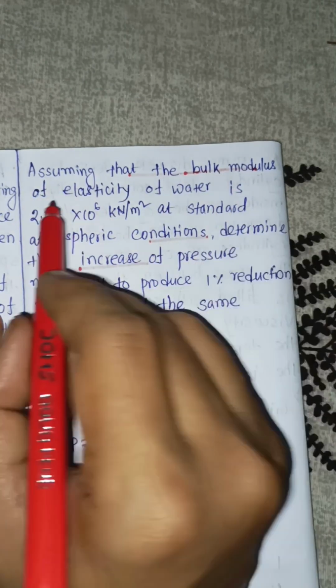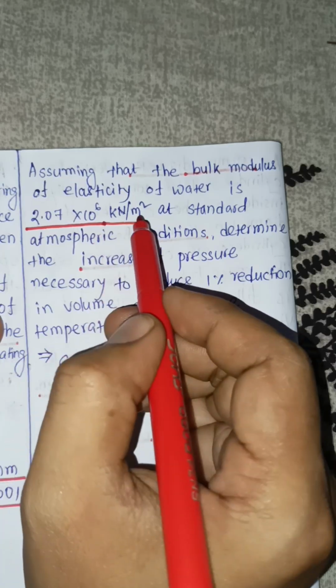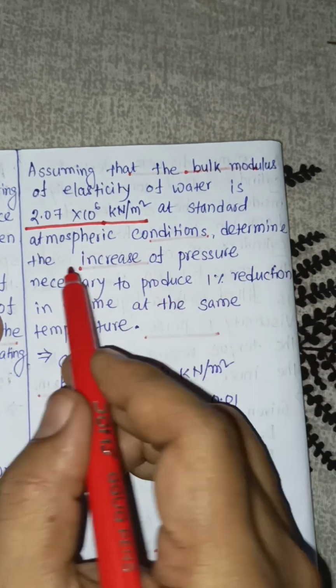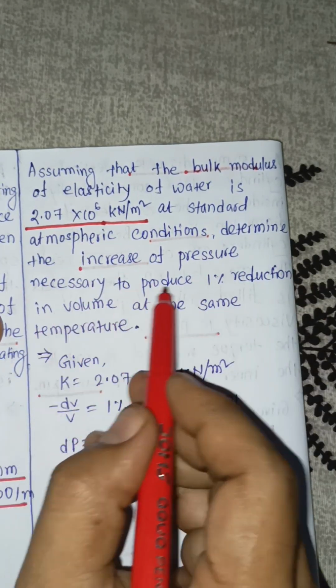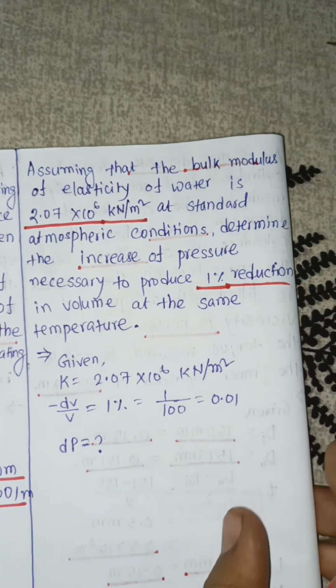Assuming the bulk modulus of elasticity of water is 2.07 into 10 to the power 6 kN per meter square at a standard atmospheric condition, determine the increase of pressure necessary to produce 1% reduction in volume at the same temperature.